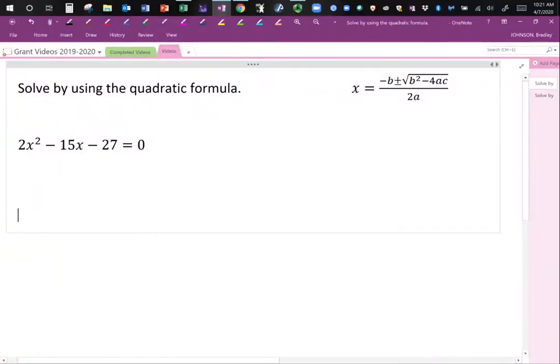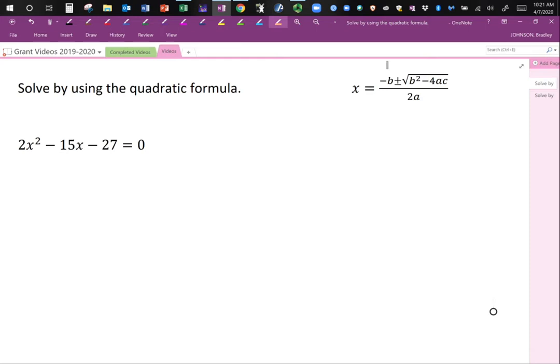Hello, today I will solve by using the quadratic formula. I will just be demonstrating how to use this formula right over here on the right hand side, the quadratic formula. You want to have this memorized, and I will be demonstrating with 2x squared minus 15x minus 27 equal to 0. So we have this equation.